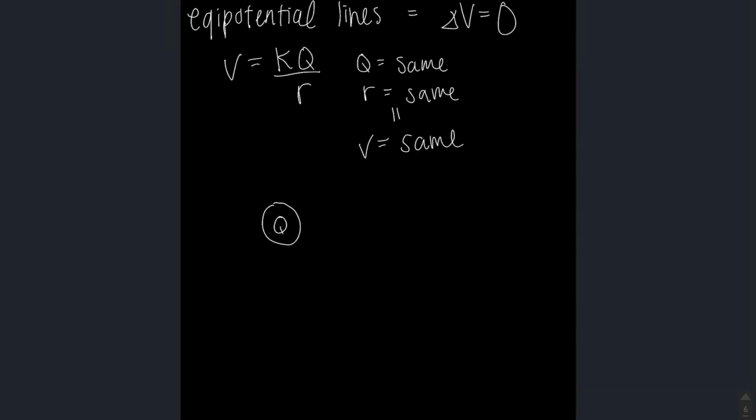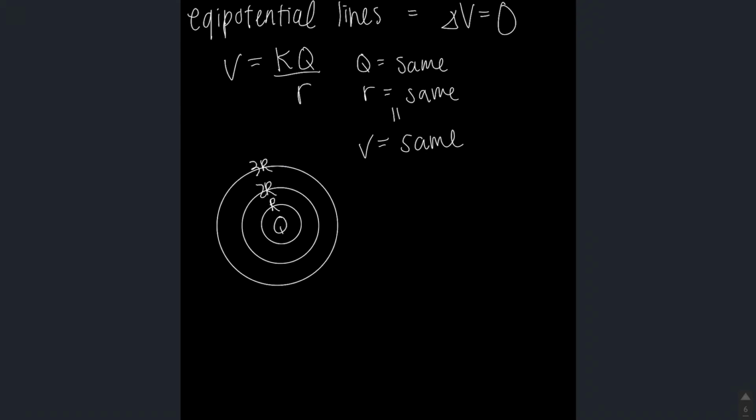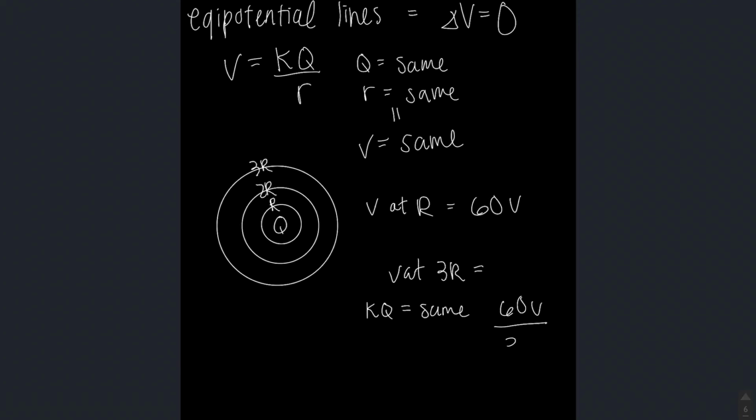Let's do an example problem and draw out these lines. So equipotential line 1, 2, and 3. Let's label them. The first one equals R, the second one equals 2R, and the third one equals 3R. Let's find the electric potential at 3R. So at R the potential equals 60 V. We know K times Q is going to remain the same because we have the same point charge. So we know that's equal to 60 V over 3, because it's 3 times R, and you get the electric potential to equal 20 volts at 3R.